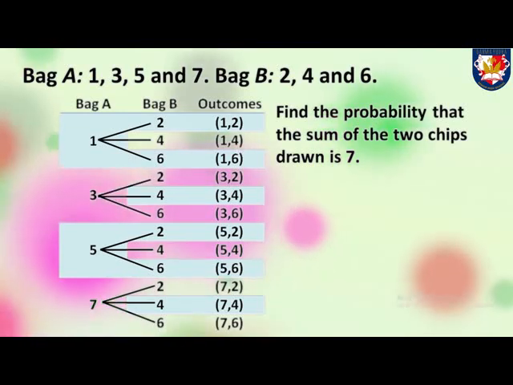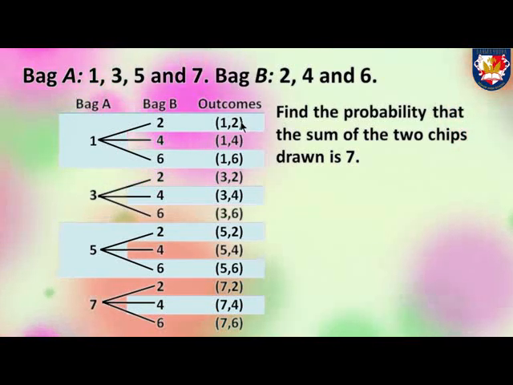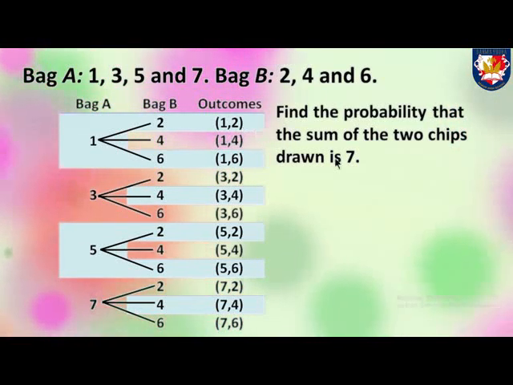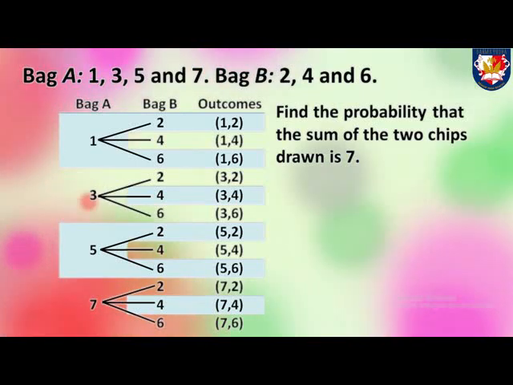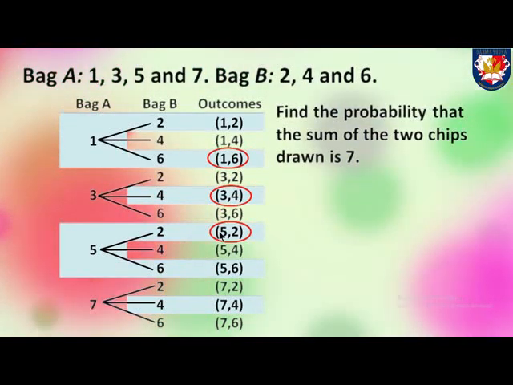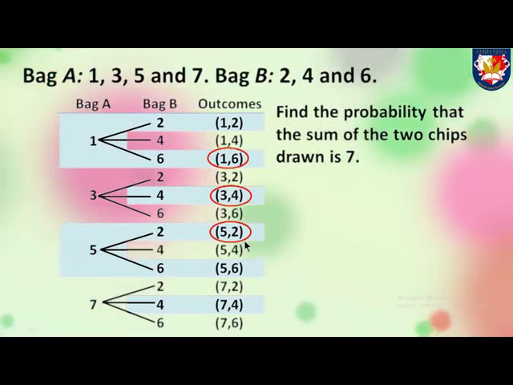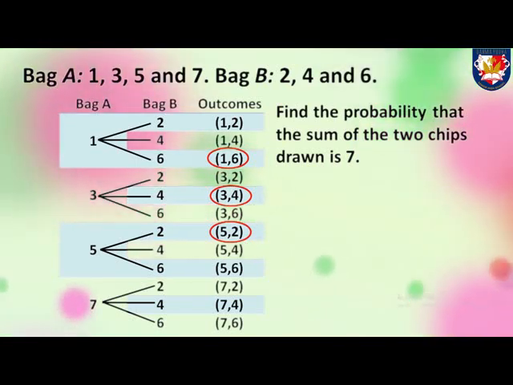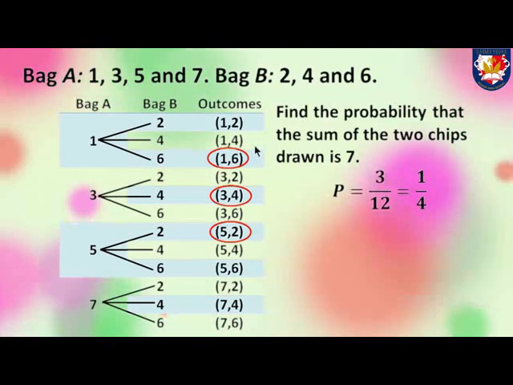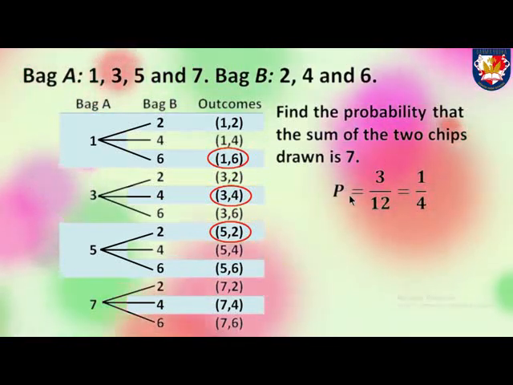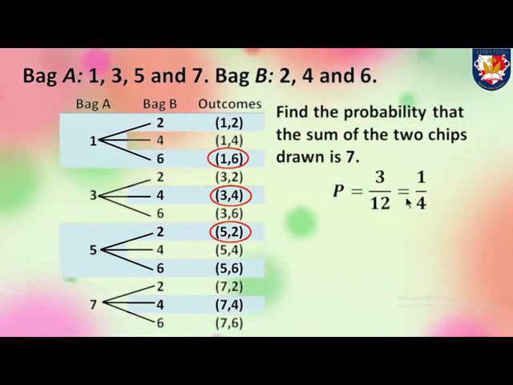Find the probability that the sum of the 2 chips drawn is 7. So you need to add the numbers. 1 plus 2 is 3, not 7, so this is not a favorable outcome. If you look very carefully at the outcomes, these are the only favorable outcomes: 1 and 6, 3 and 4, and 5 and 2. If you add those numbers together, the sum of each is 7. Since there are 3 favorable outcomes and 12 total outcomes, the probability that the sum of the 2 chips drawn is 7 is 3 per 12, or equal to 1 per 4.